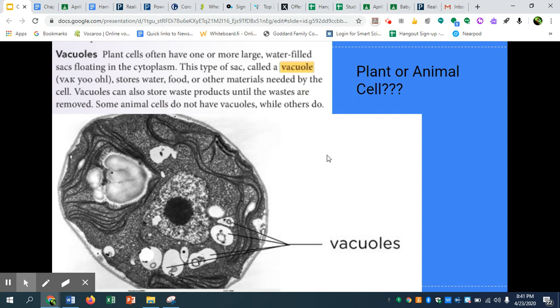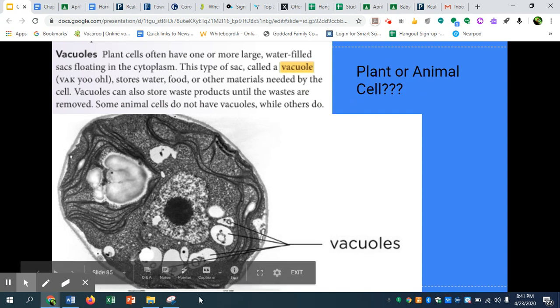However, let's go to the next slide. And you can tell that this is an animal cell. I asked the question, plant or animal cell, because look at the shape. The shape of this cell is round. So remember, animal cells are round and plant cells are squarish.